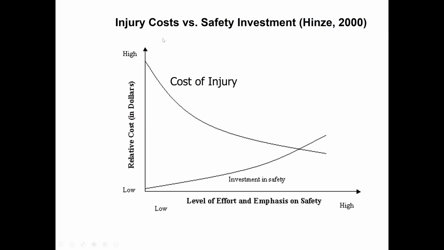Here is a graph about injury cost versus safety investment. This is the curve of investment in safety, and this is the cost of injury. See, the cost of injury is very high if there is low investment in safety. But if we invest in safety, like providing personal protective equipment and training facilities, the cost of injury is going to reduce. Then there is a break-even point, that level of effort and emphasis on safety. We should put emphasis on safety so that the cost of injury is minimum. It means we need to invest in safety so the whole workforce is working in a safe working environment, and there will be less burden.